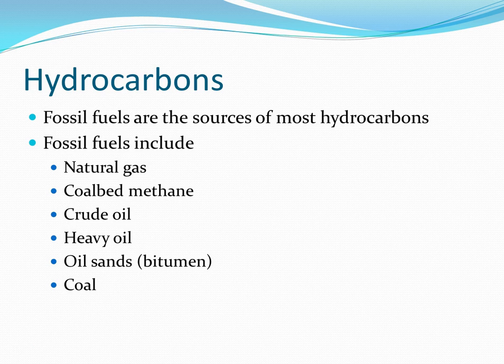Today's class will describe one process that is used to turn fossil fuels into a variety of useful products. Fossil fuels are found naturally in many different forms. These forms include natural gas, coal bed methane, crude oil, heavy oil, oil sands or bitumen, and coal.